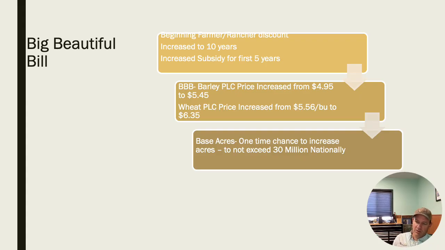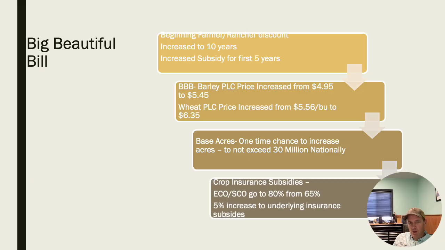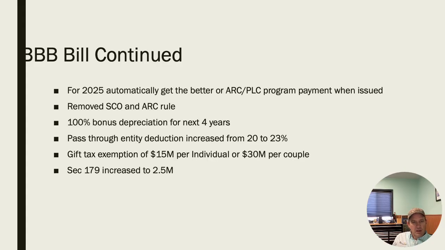You won't get those till the fall of 26 for the 25 crop year, but at least we can put those on our balance sheet. Also a one-time chance to increase base acres. And like I said, the subsidies went way up on the crop insurance end. On the big beautiful bill, you're going to get the better of ARC or PLC for 25. PLC will be the one that'll trigger for most of us the most, I think, so you'll probably get that. So if you elected ARC in 25 and PLC pays better, you're going to get the PLC payment just for this 1 year because things are so bad. Also they removed the SCO and ARC rule so we can be in that SCO county program on the crop insurance side and in ARC at the FSA together now.